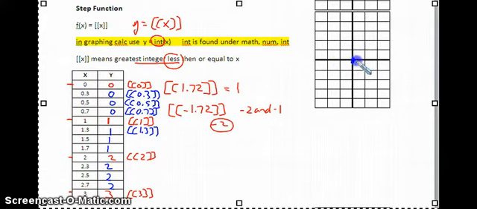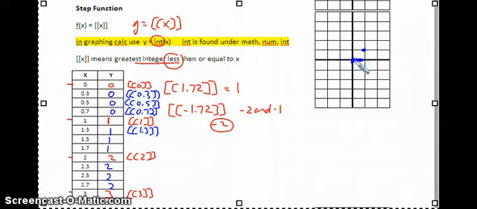0.30 would be right about here. 0.50 would be right about here. 0.70 would be right about here. And then at 1, my graph jumps up to here, because it's 1, 1. So any number, any decimal that I can think of between 0 and 1, the step of it would be 0. So all of these values up until I got to 1.